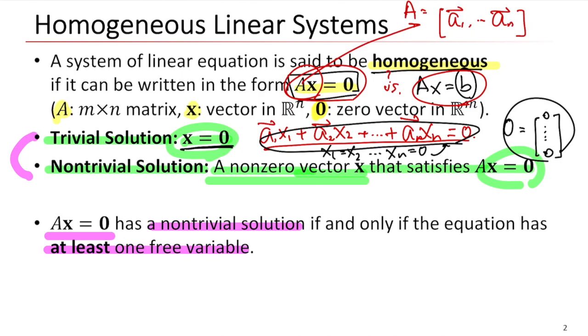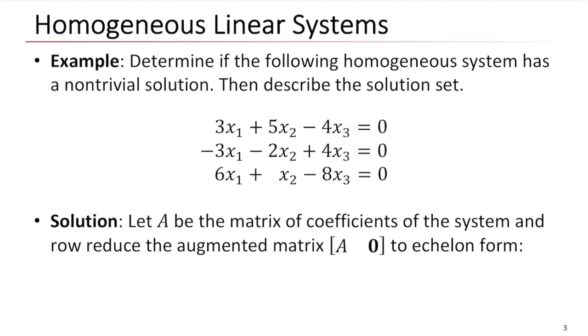What does that mean? If there is at least one free variable, there exist infinitely many solutions, right? So in this case, not only x equals 0 is a solution, but there also exist other non-zero vectors that satisfy the equation. Okay, so here's an example. Determine if the following homogeneous system has a non-trivial solution, and if there is one, describe the solution set.